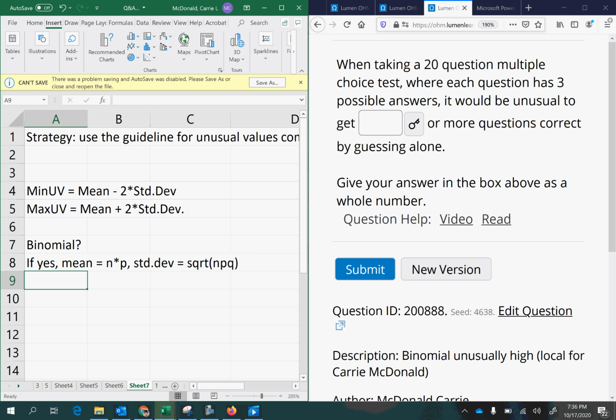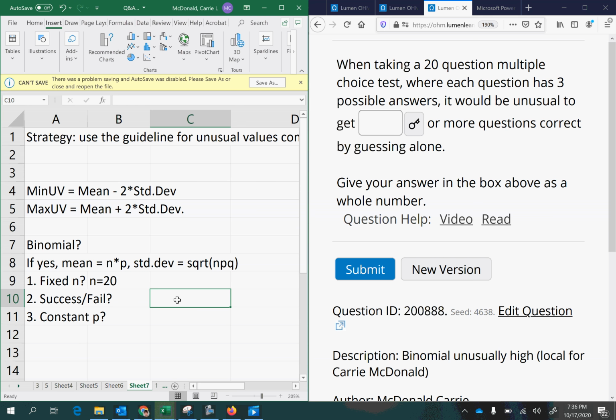So we are hoping it is binomial, and it's binomial if we have a fixed n, and if we can boil things down to success and fail, and if we have a constant p, meaning the probability of success is always the same. So do we have a fixed n? Yes, we do. We have 20 questions, so that would be our n. Can we boil this down to success and fail? Yes, success would be correct, and fail would be incorrect. Only 2 things that could happen.